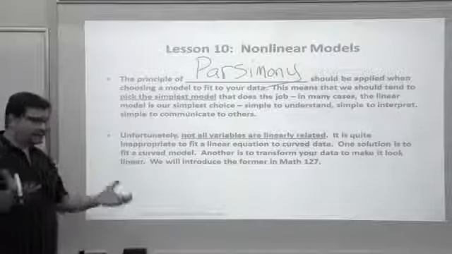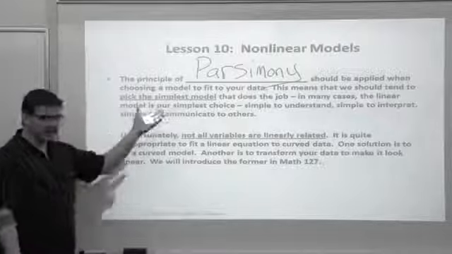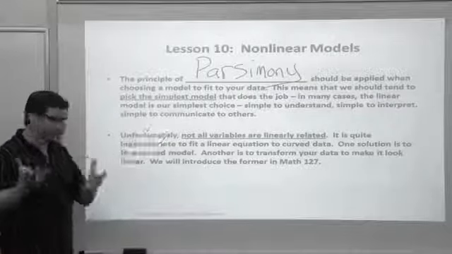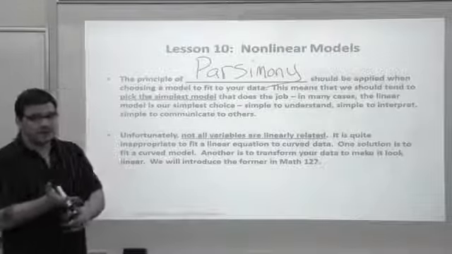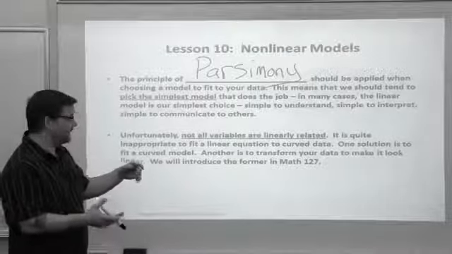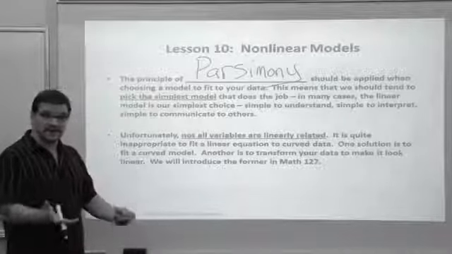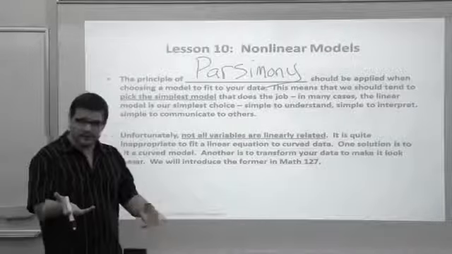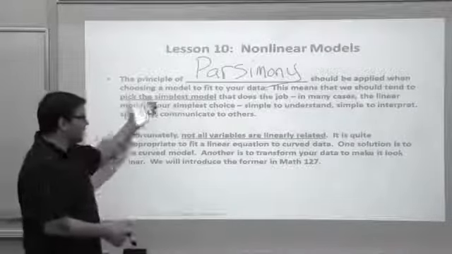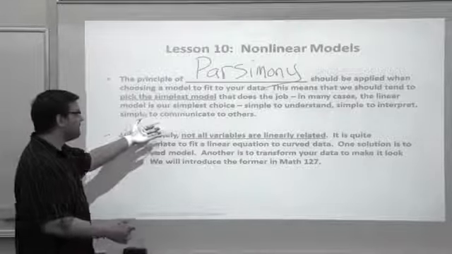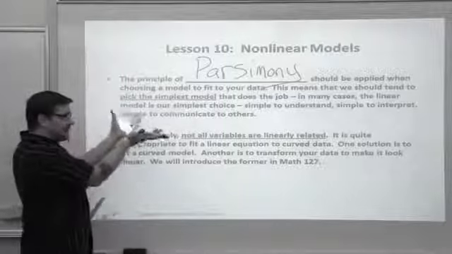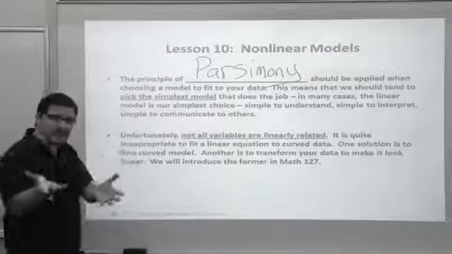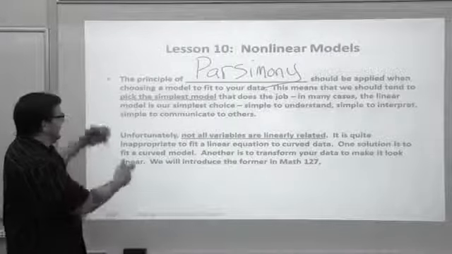Okay, so one benefit of a linear model is a linear model is very simple. People understand a straight line relationship. The coefficients are easy to interpret, so the slope in a linear model has a nice, easy interpretation that people without statistical backgrounds can understand. The y-intercept has a nice, simple interpretation. And so the principle of parsimony would say, look, if linear will do the job, we should pick linear. Okay, it's simple.